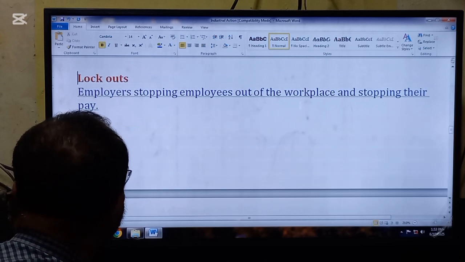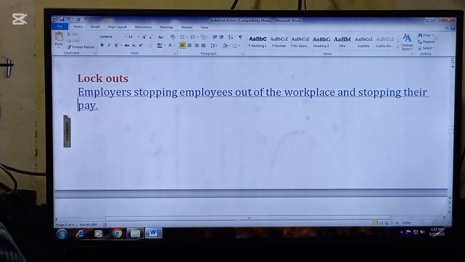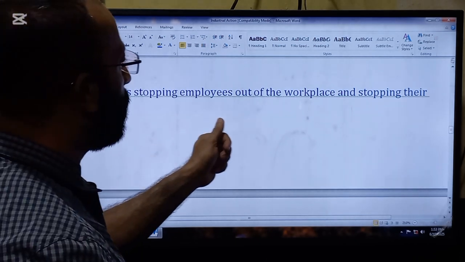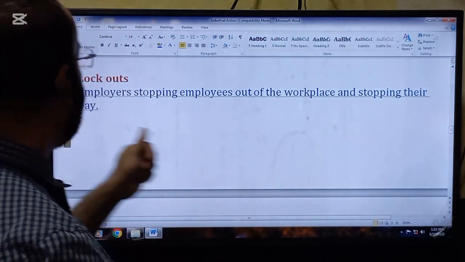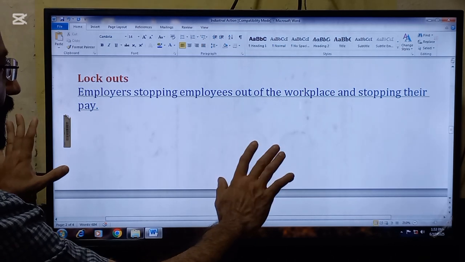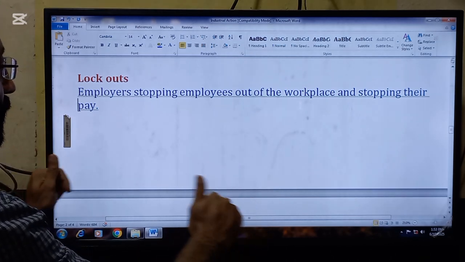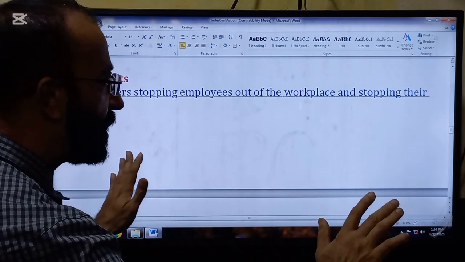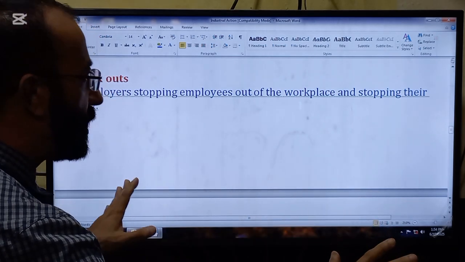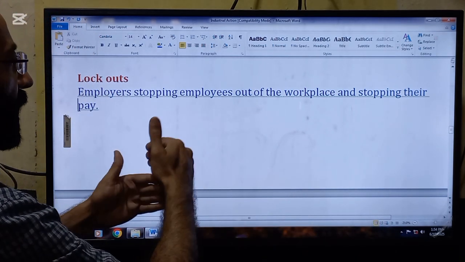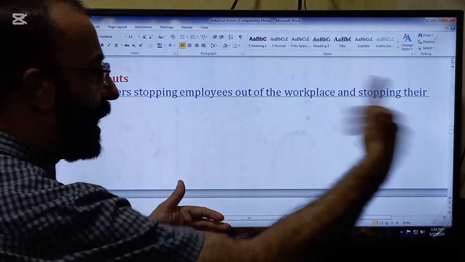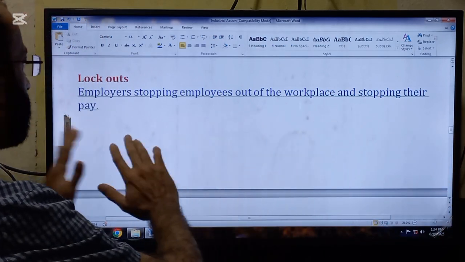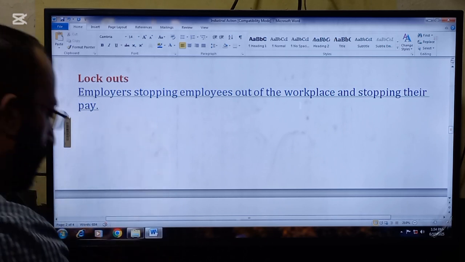Next action which the employers can take against the industrial action is stopping employees out of the workplace and stopping their pay. So this is a strong action in which everything is on halt, machines get stopped, production gets stopped, and employees are forced to stay out of their workplace and their pay is stopped. So this is called lockouts.